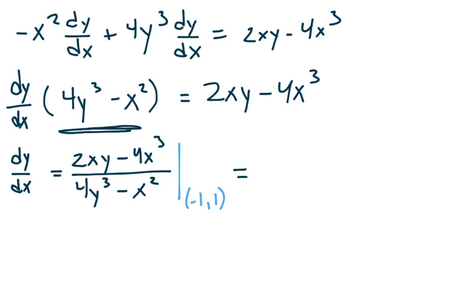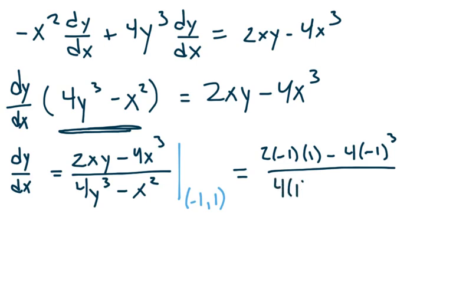Now we're evaluating at an x and a y coordinate. So we've got 2 times negative 1 times 1 minus 4 times negative 1 cubed, all over 4 times 1 cubed minus negative 1 squared. When all is said and done, that comes out to be 2/3. So the slope at negative 1, 1 is 2/3.